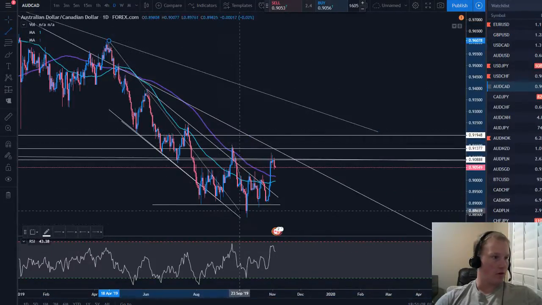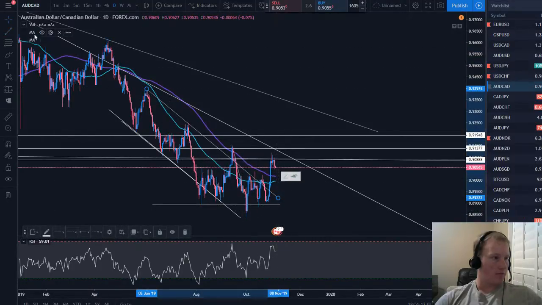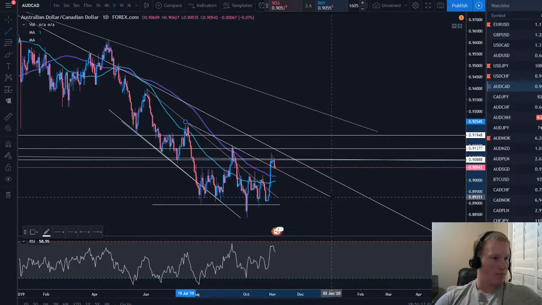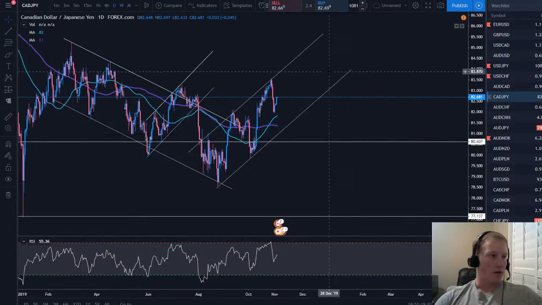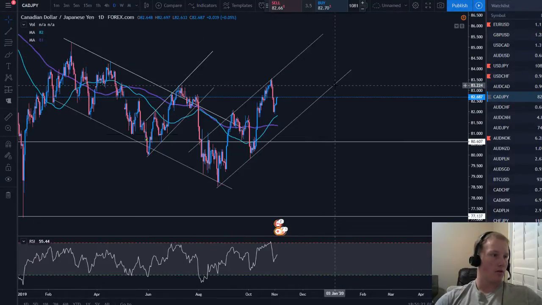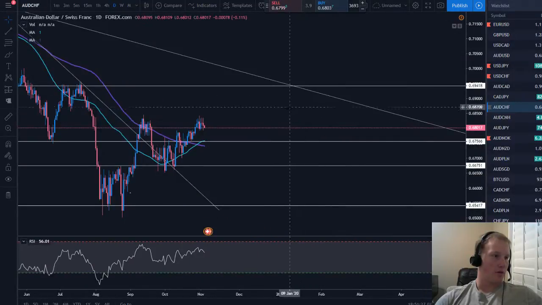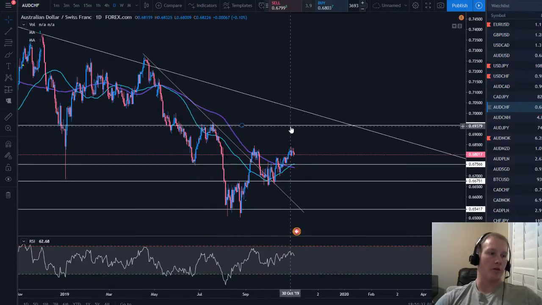Let's see here. What do we got? Canadian dollar, Japanese yen. Australian dollar, Swiss franc. Similar to the euro, but still not an RSI divergence double top, so nothing I really want to touch.